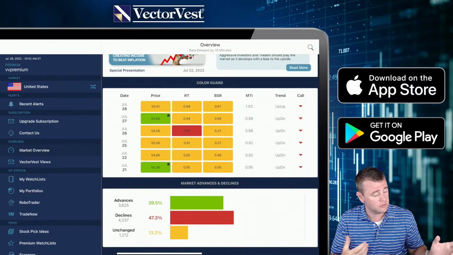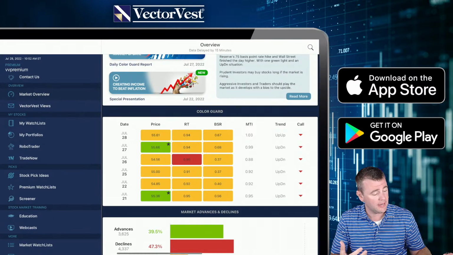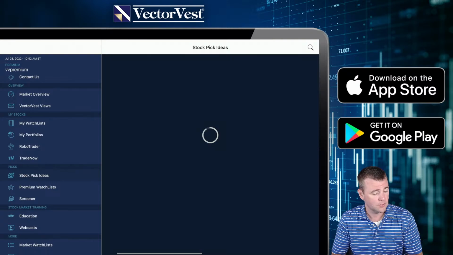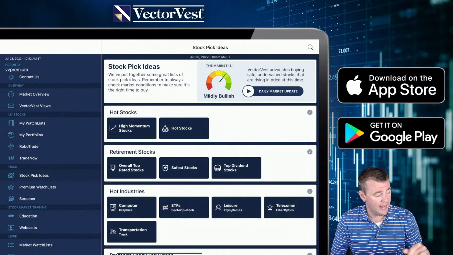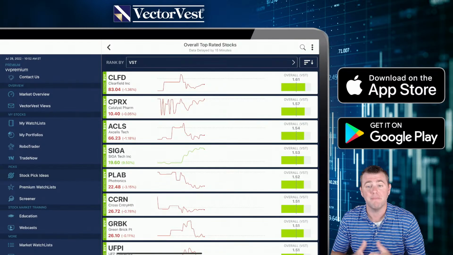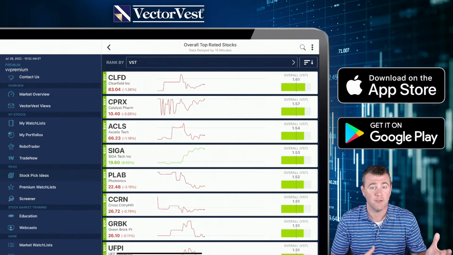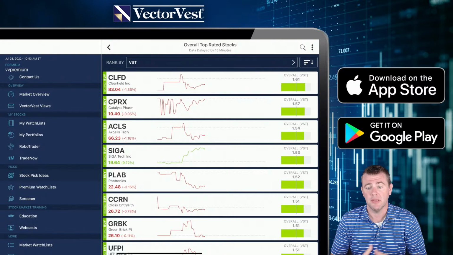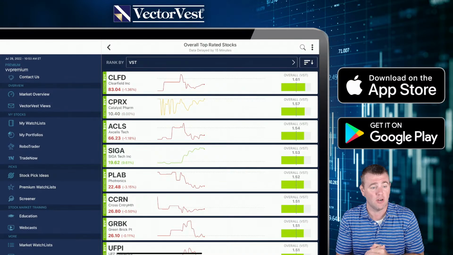But what we're going to do, starting off at least, is going down to the stock pick ideas and taking a look at the overall top rated stocks. Now, these are the top VST stocks, or if you're on the desktop, you can find these in the stock viewer. But we're going to use some of these as our example for today and get familiar with the indicators to see how to really use this, so that you can make an informed decision in less than a minute or so, especially if you're just getting started with it.